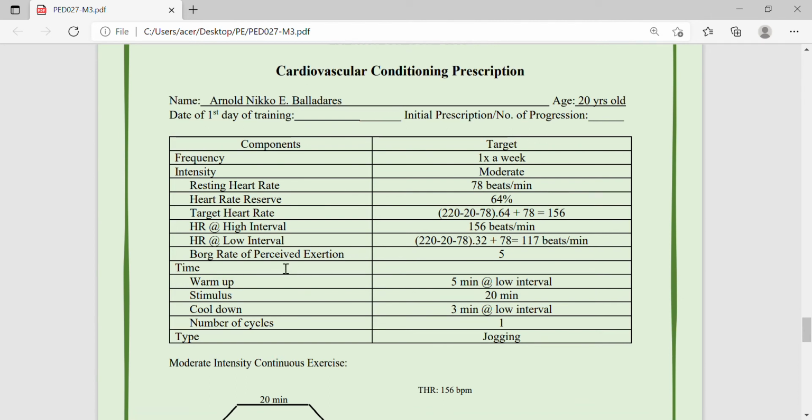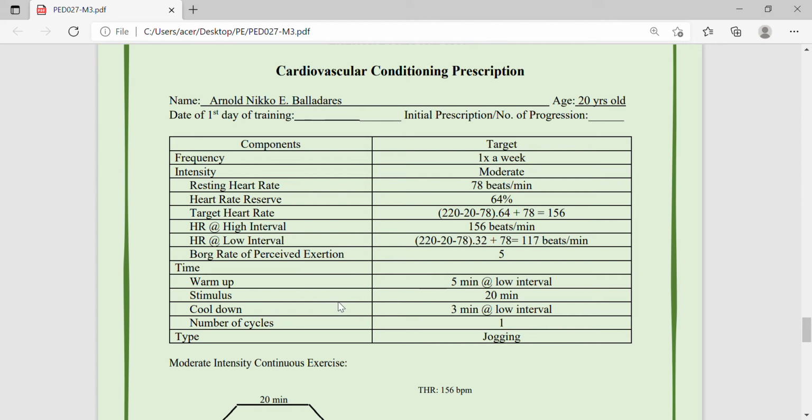For the Borg rate of perceived exertion, you just choose a number between 0 to 10. This will indicate the rate of exertion, or how hard or easy the exercise is. And in his case, it's 5, or hard. He may have gotten an average interpretation from his step test, but jogging for 20 minutes is not as easy as it sounds.